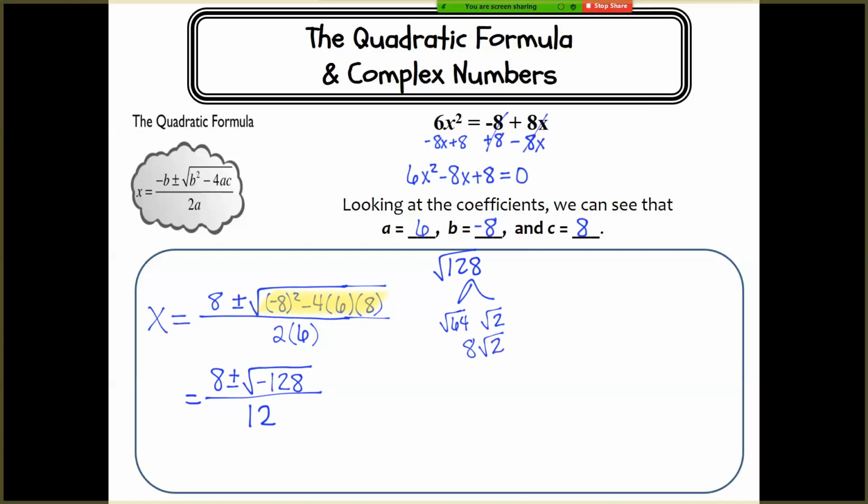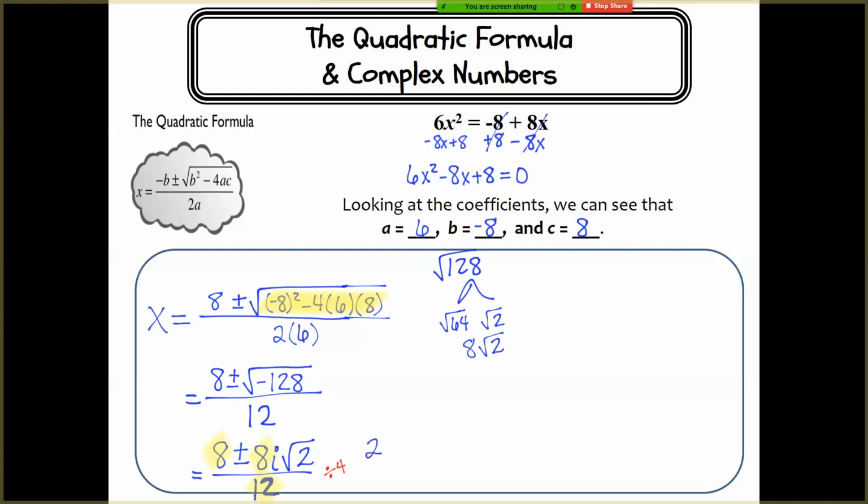But don't forget that 128 was negative, so what do we also need to do? Put the i. So 8 plus or minus 8i, don't forget that i, square root 2, all divided by 12. The last thing you need to check for is to see if you can reduce. Remember, it's only these three numbers that get reduced. Can you reduce all three of those? Yep. Divide all three of those numbers by 4.